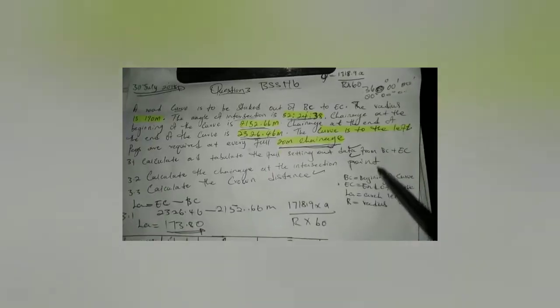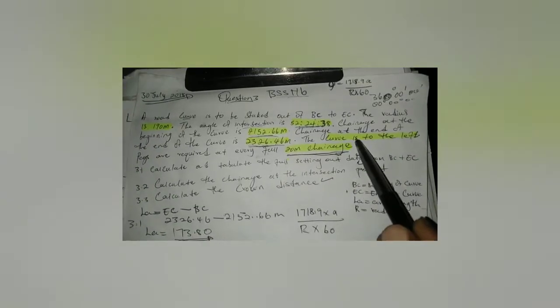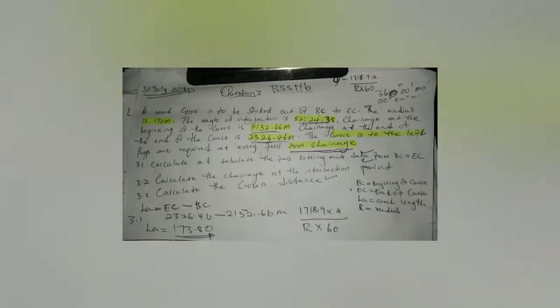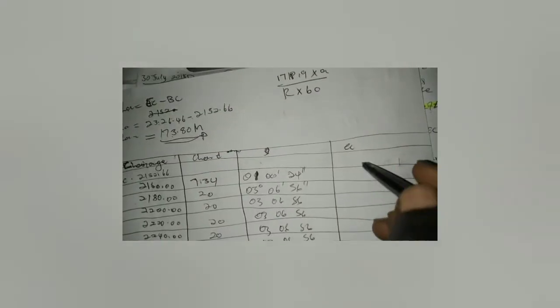Listen. From the given information, we are told that the curve is to the left. If the curve is to the left, you start with, okay, listen, don't confuse this. This minus this, the answer must be here, not here. Then here you write 0000, and then from here you write 01 degrees, 00 minutes, 24 seconds.